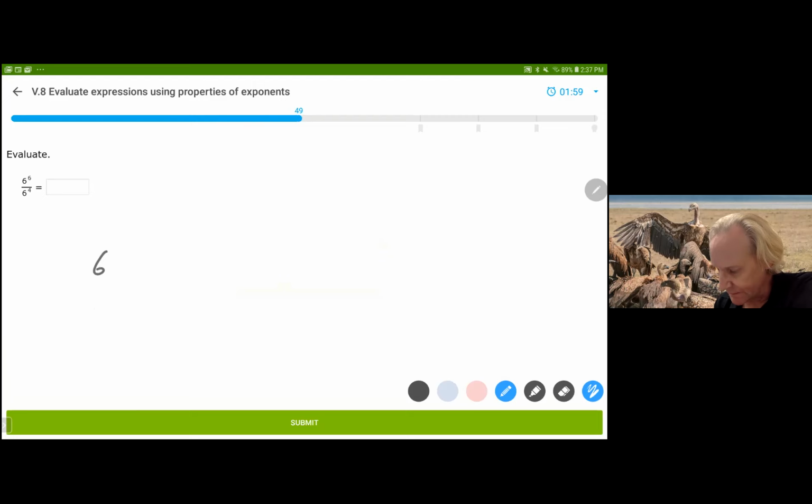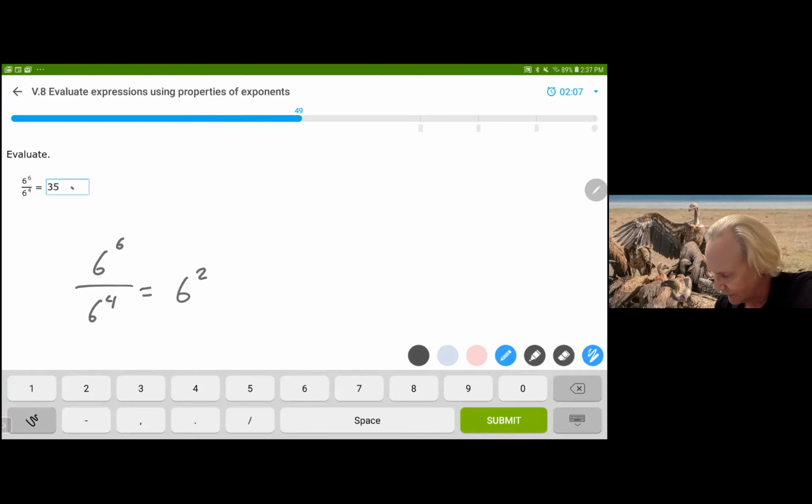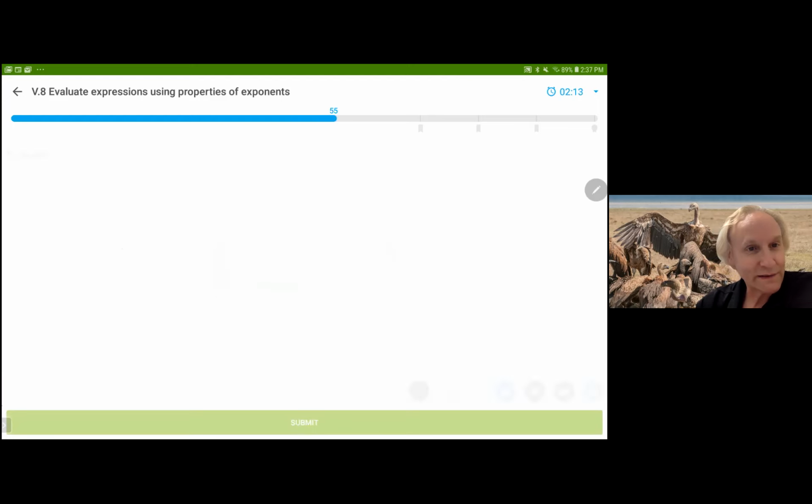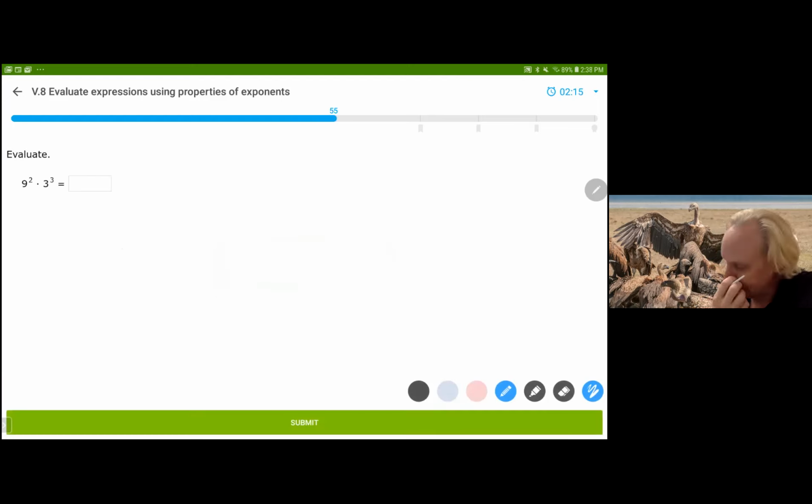6 to the 6th, which is a nice big number, divided by 6 to the 4th gives us 6 squared, which is 36. Oh, so 36, there we go. Going pretty quick, not too bad. Oh, so this one's a little different. 81 times 27. Not sure how to make this any faster.